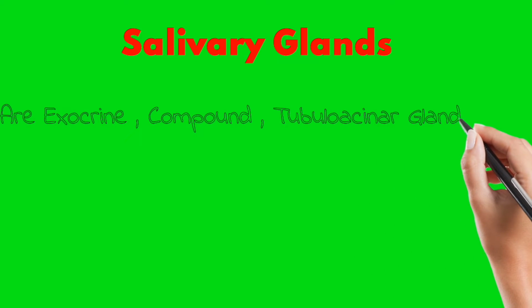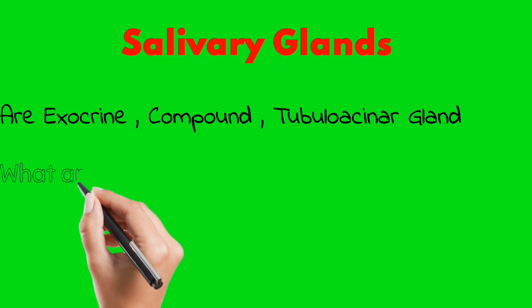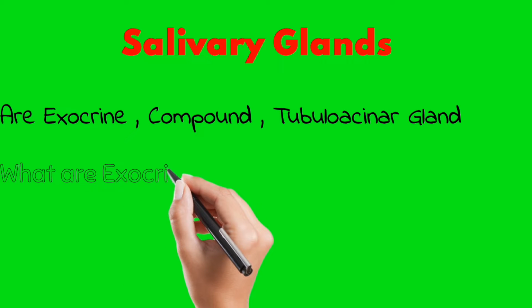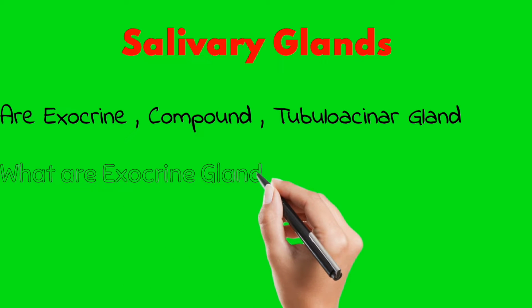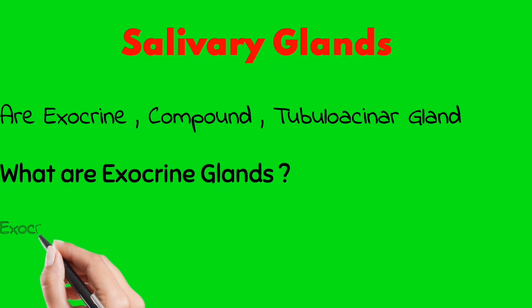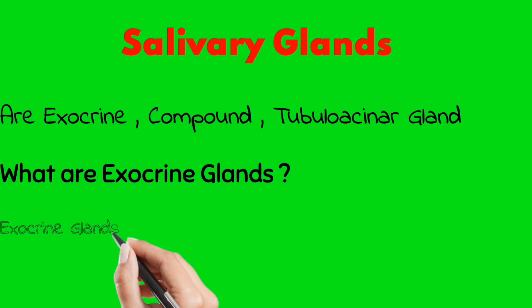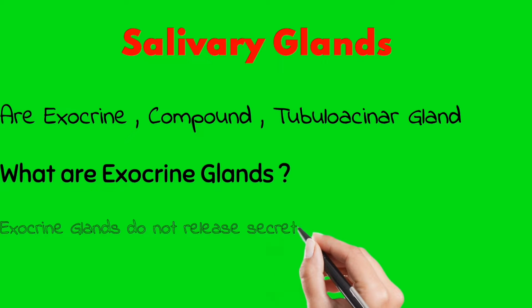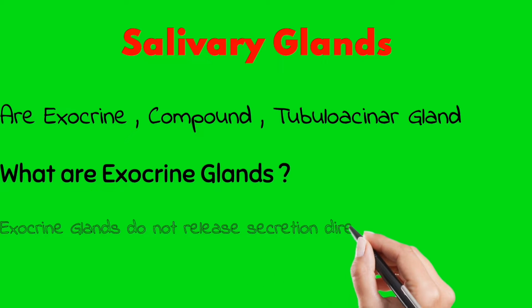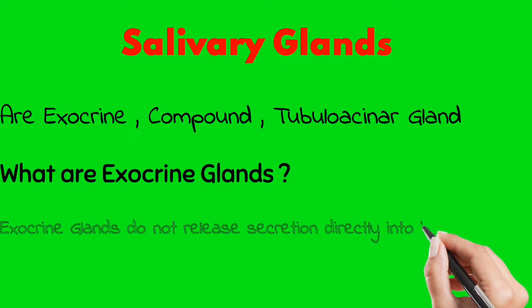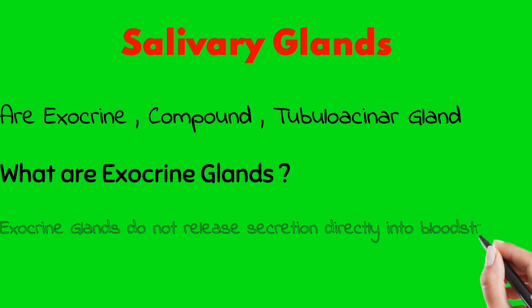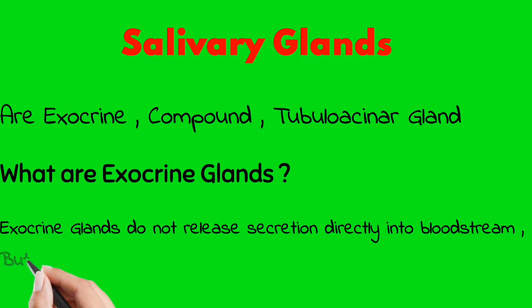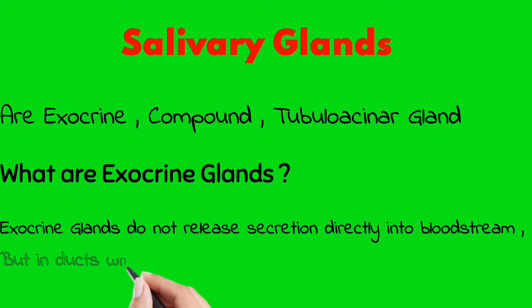So let's understand what this exocrine means. Exo means outside and crine means the bloodstream. Together, the word exocrine means that the salivary glands release their secretion not directly into the bloodstream, but into the ducts, which carry the secretion to the various parts of the body.